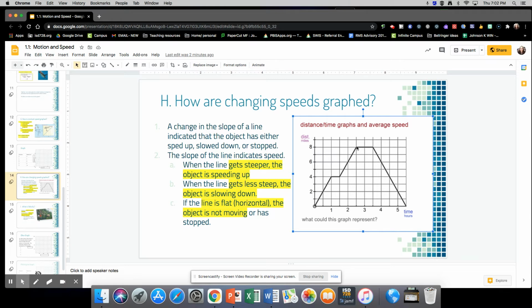Then I stopped, I made it to the park. I sat down on a bench and I read my book for an hour, not moving. Then I biked all the way back home at a constant speed. It took me from 3.5 hours to 5.5 hours. It took me 2 hours to bike home, and I didn't stop at all. So that could be a story that would go with a graph like this.